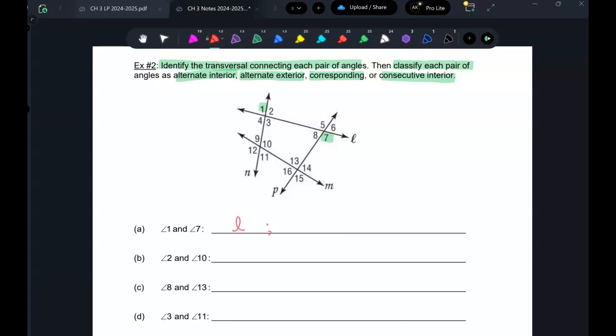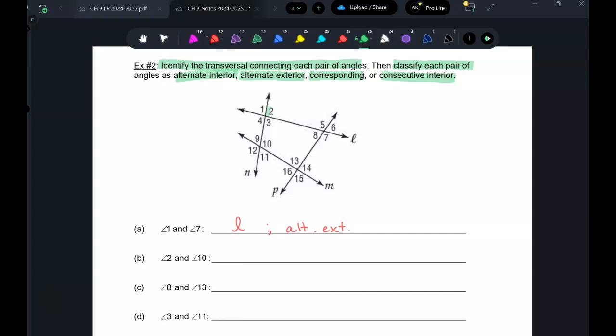And what type of angles are 1 and 7 according to that? Alternate exterior, right? We could see the 2 lines that they're alternate exterior to are N and P, but we just have to establish which is the transversal. So alternate exterior, and we can abbreviate. I am totally fine with just abbreviating the first 3 letters. You good with that one? Yeah.